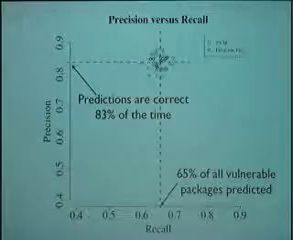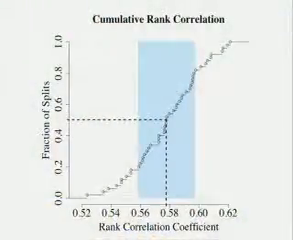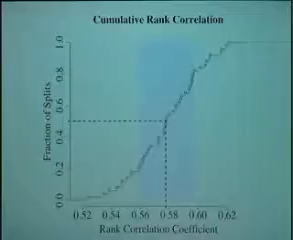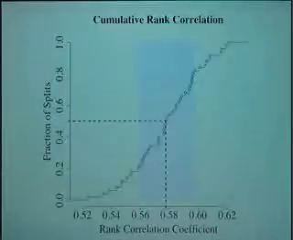Now, when you take a look at ranking, when we rank the packages, we also have quite a good situation here. We have a median correlation coefficient of just about 0.58, which is a medium to strong correlation. And the blue strip here is one standard deviation to either side. So it is a very narrow strip. That means our predictions are quite consistent.